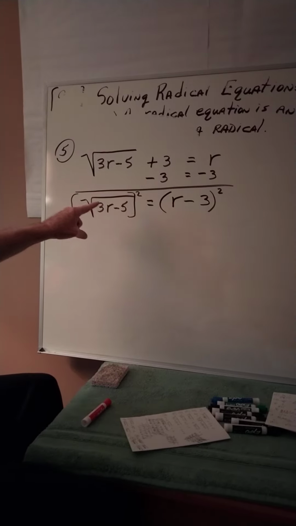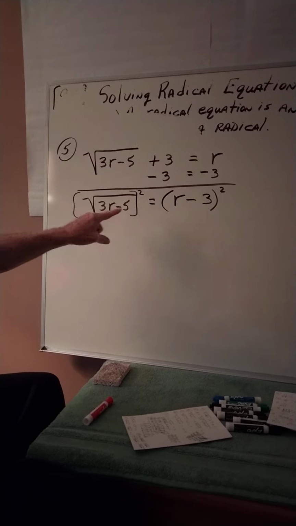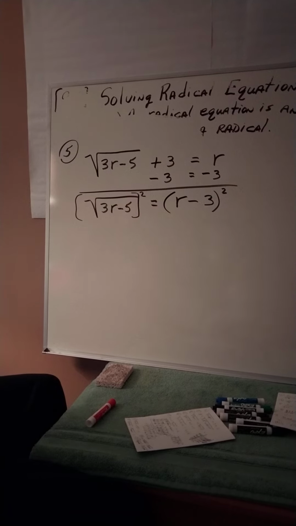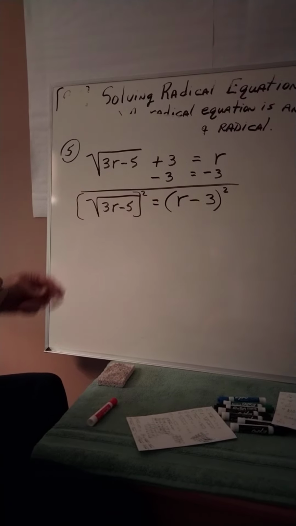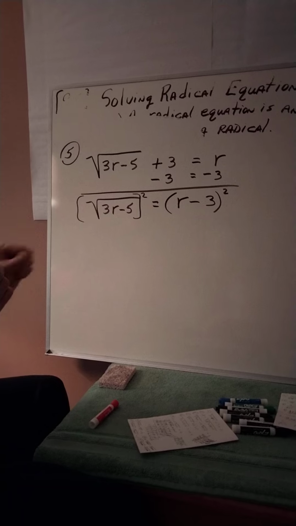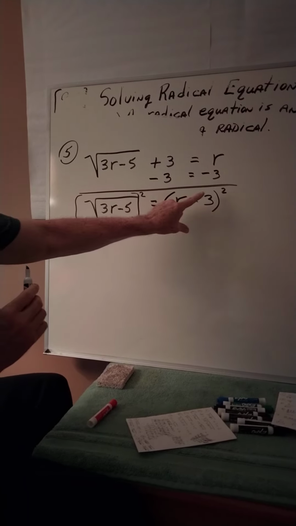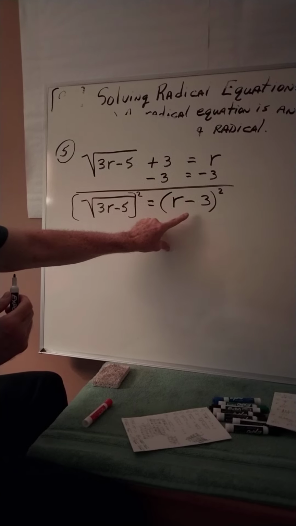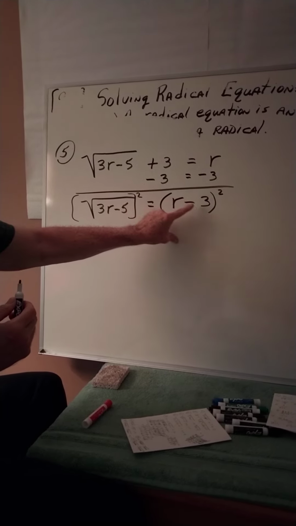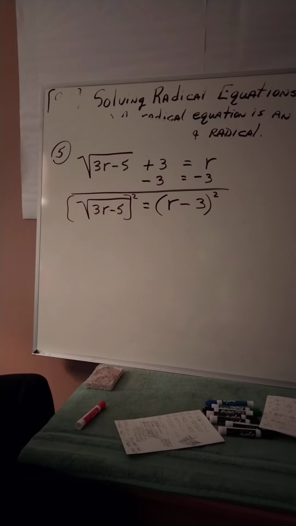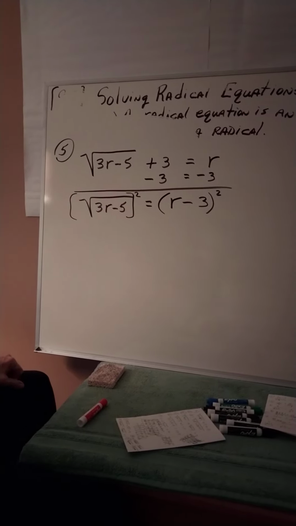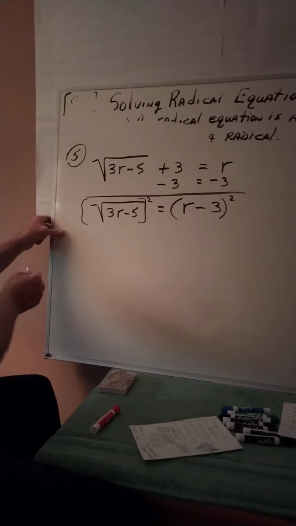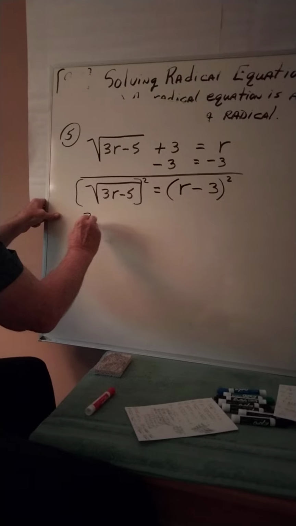Here's the key. I'm not concerned about him. It's him. We have to square that binomial. So I'm going to show an added step right here because I want to be safe. I don't want somebody to square this binomial wrong by just going r and squaring negative 3. That is not correct. So I'm going to prevent an error. Let's square the left-hand side, and we get the radicand.